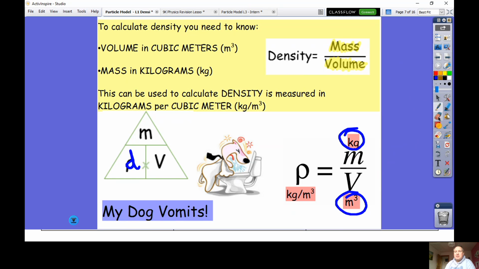This means that when we write something's density, we write it in kilograms per meter cubed. This is an important sum, and it's the first one you need to remember for your GCSE. My dog vomits, mass, density, volume. Make sure you have your calculator ready, and we'll practice using this formula triangle.